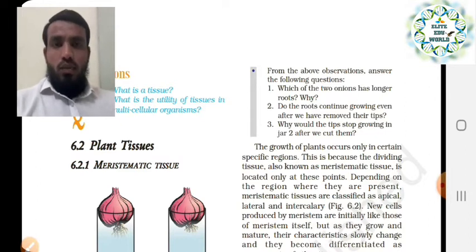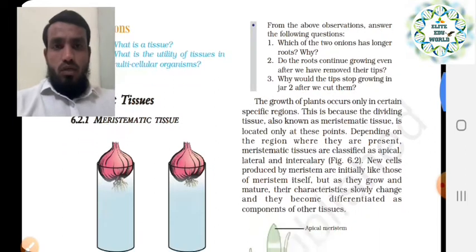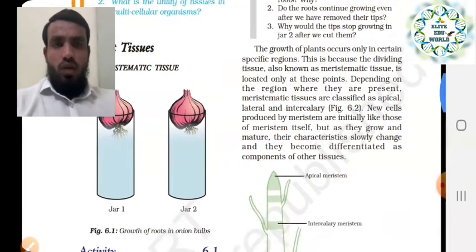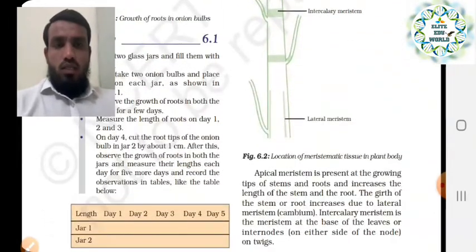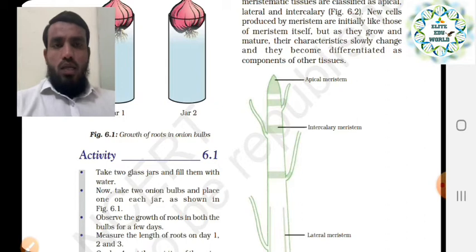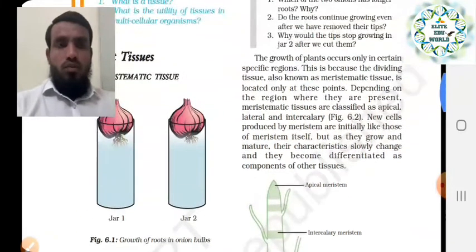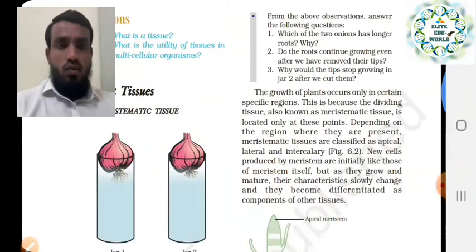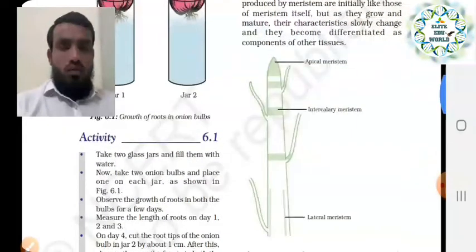And it is present mainly at the tip of the roots or shoots of the plant, as we saw in the onion bulb activity in the previous lecture. When the tip of the root is cut, in jar B the root does not grow as quickly as in jar 1. So with the help of this activity we saw the importance of the meristematic tissue. And then we saw this figure.